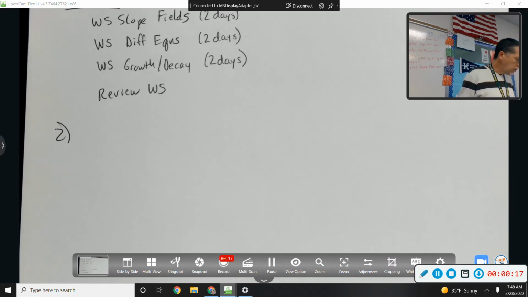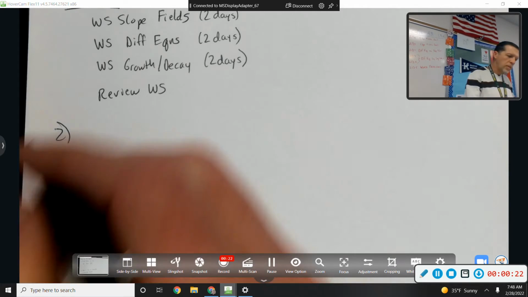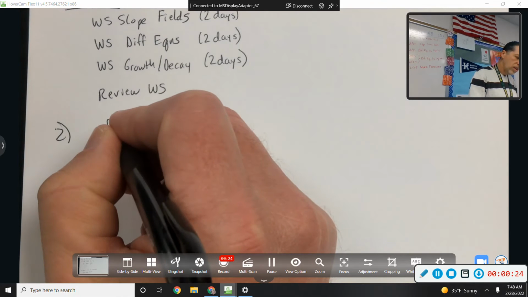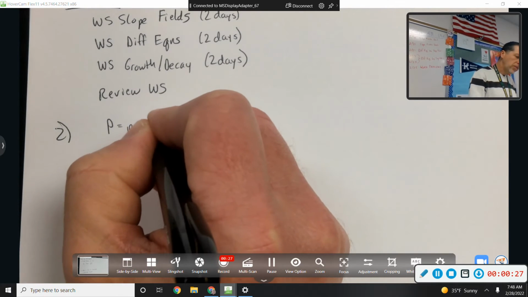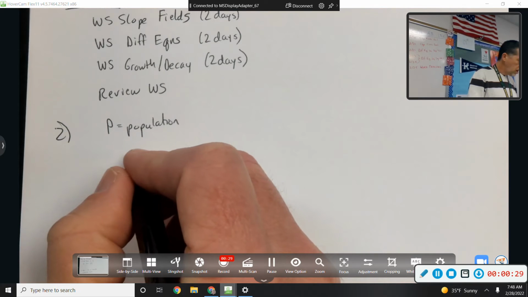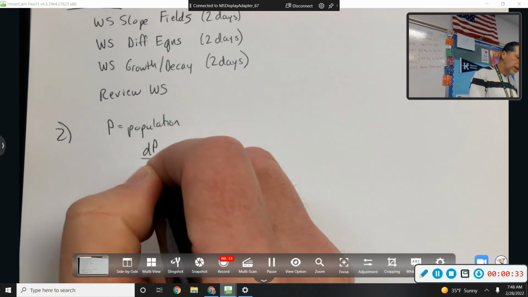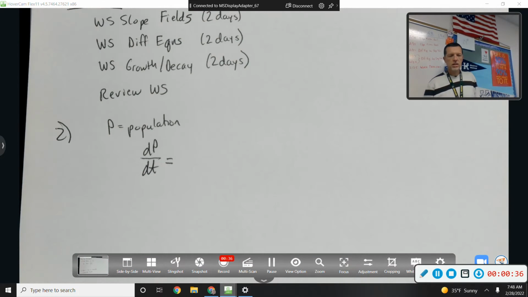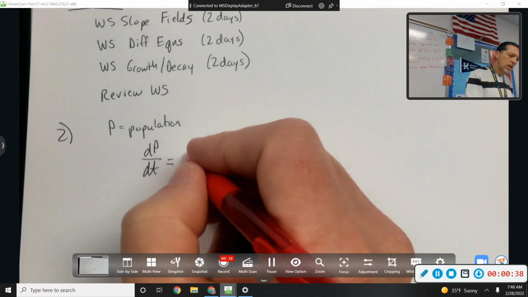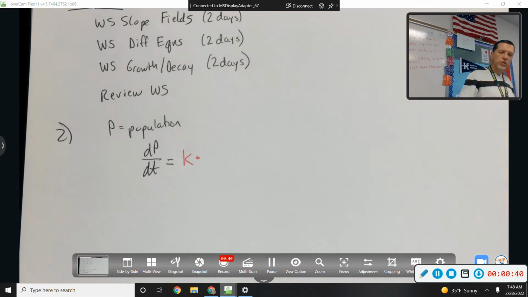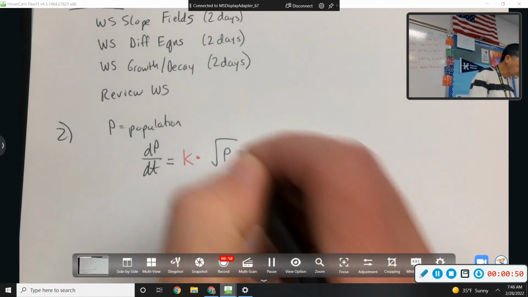A certain population increases at a rate proportional to the square root of the population. So we'll let P be the population. A certain population increases at a rate. So rate would be dP/dt. Is proportional to means k times whatever comes next, proportional to the square root of the population.